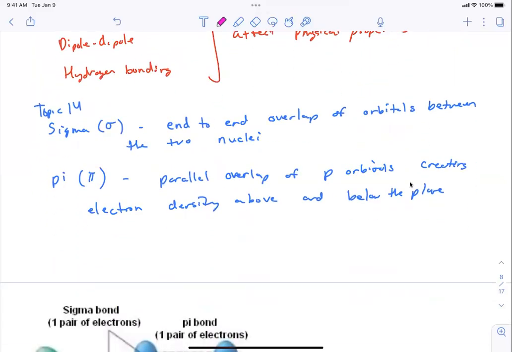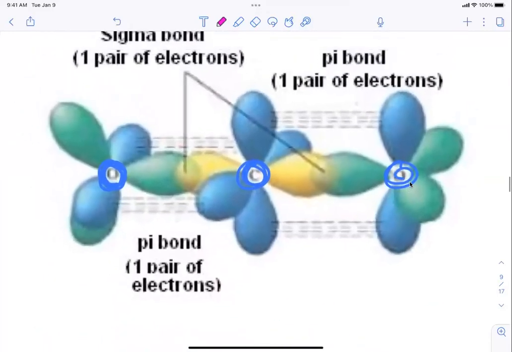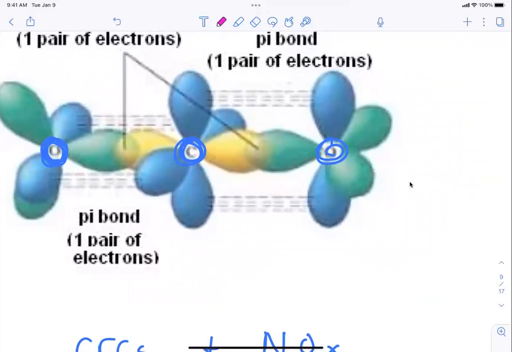For HL, topic 14, know what a sigma bond is and what a pi bond is, the definition, and be able to identify what they look like in the structure. A sigma bond is the overlap of hybrid orbitals between two nuclei, whereas pi bonding is the parallel overlap of unhybridized p orbitals that are parallel to each other.